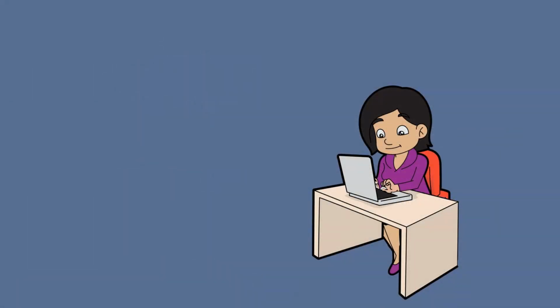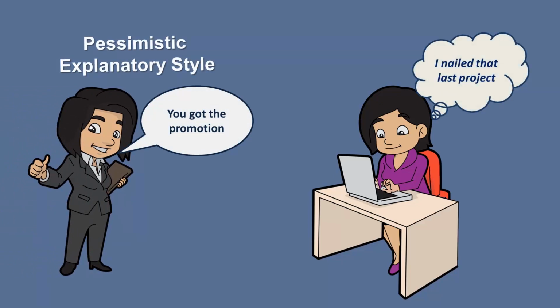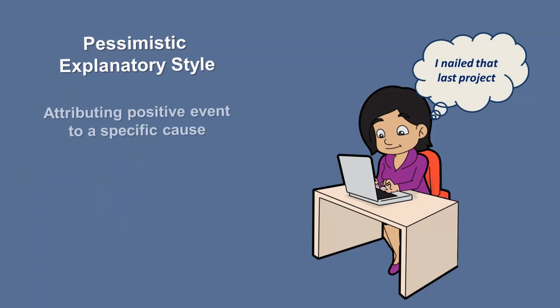Now let's say something good happens. We get a promotion. A pessimistic view is it's due to something specific that happened with this one project, not something general and pervasive. So we're attributing our success to something that's specific to this one instance. It doesn't have a pervasive cause, so there's no reason to think we're going to have the same success in other situations.